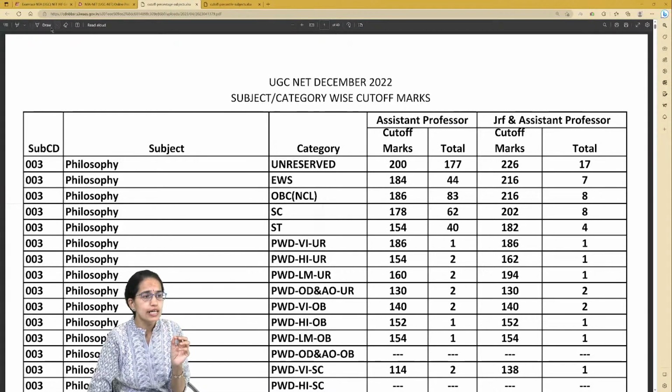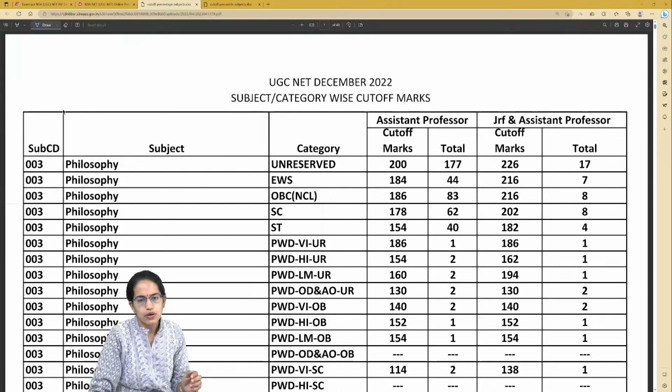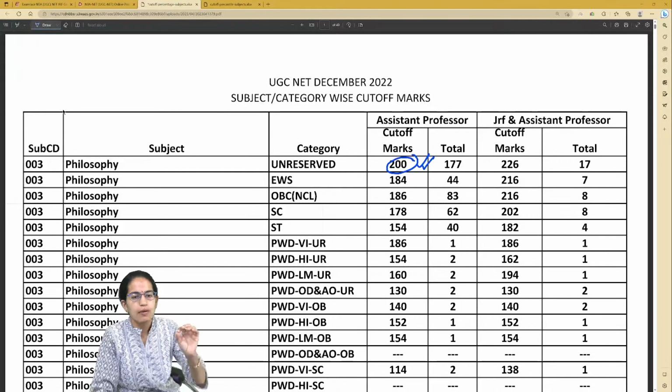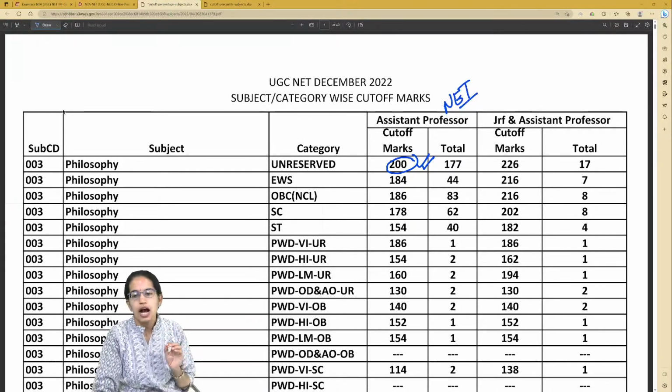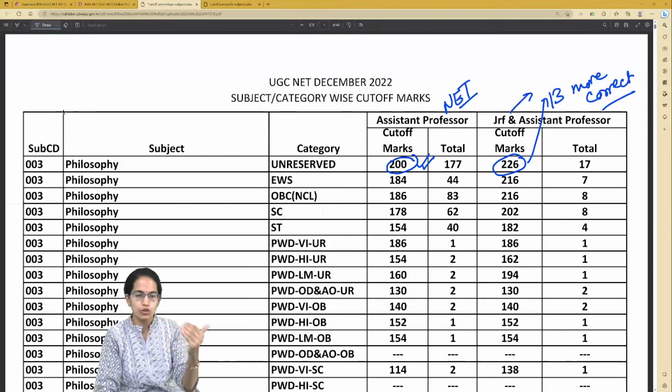When I say I am securing 200 out of this 300, on securing 200 I am able to qualify for NET in philosophy. However, for JRF, I have to have 226 marks. That means 13 more questions need to be correct. That's just to give you a brief idea of what you should think about.